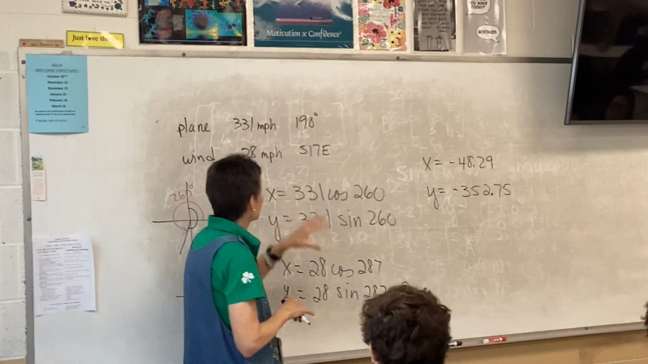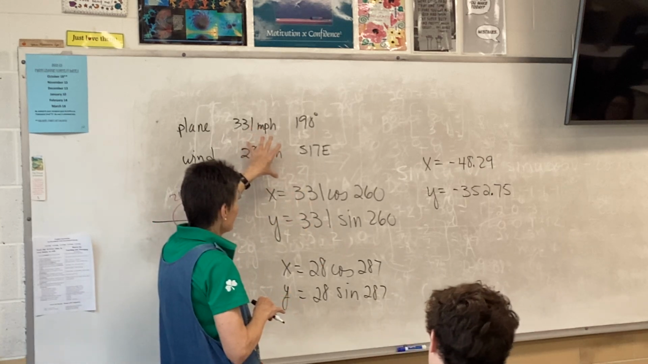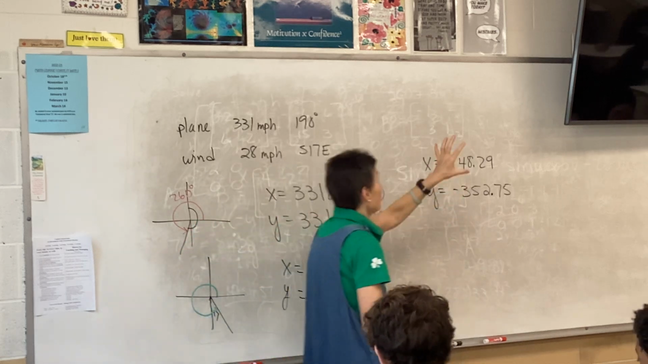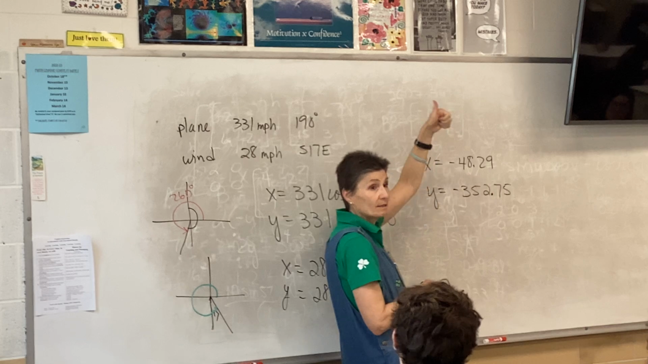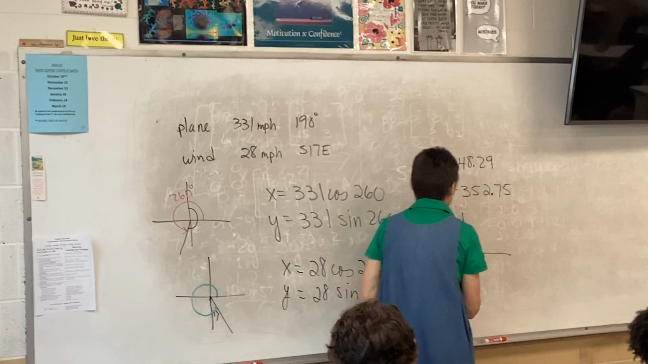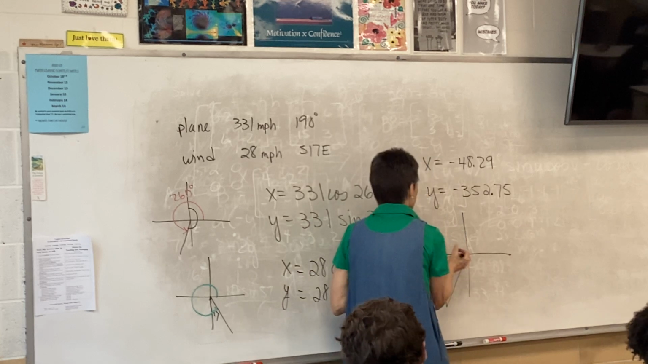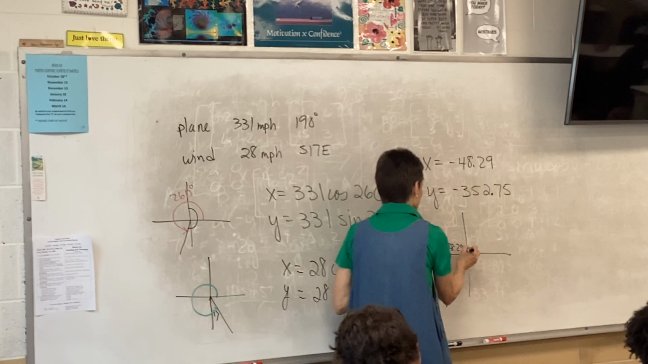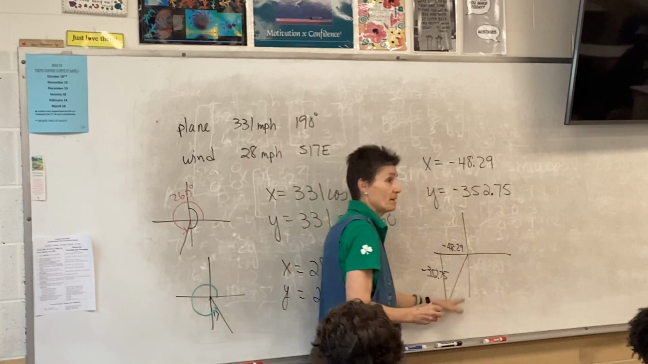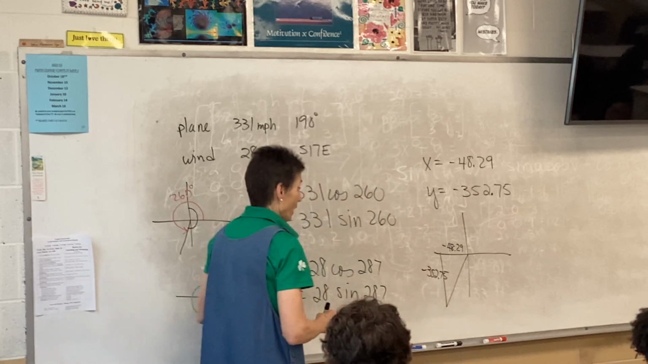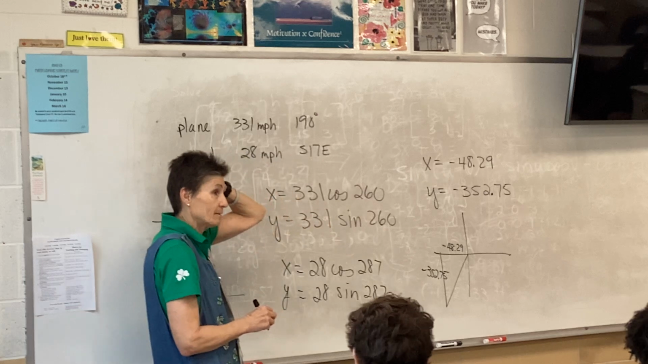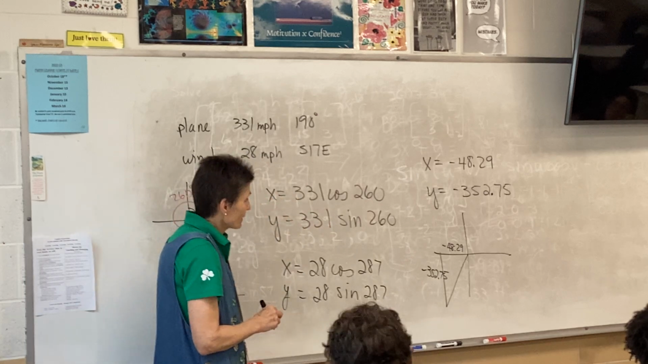All right, so that's not the answer to the question. This is what we started with. We converted it to coordinates, so we ended up with coordinates, but now we have to convert it back. So let's look at what we have. We're over 48.29 and down 352.75. This is a picture of these two combined. These two put together are going to give me that.